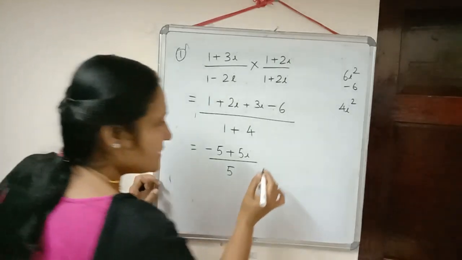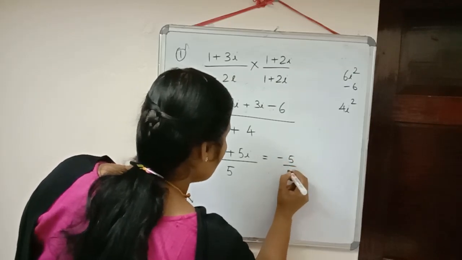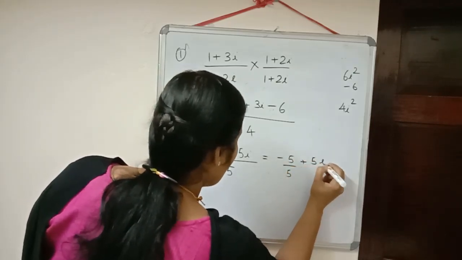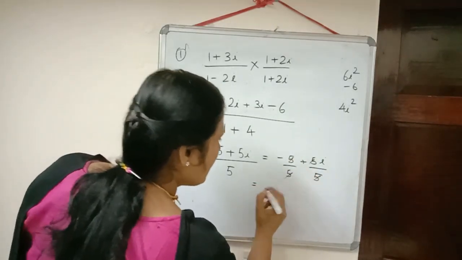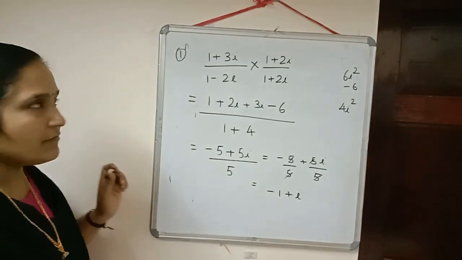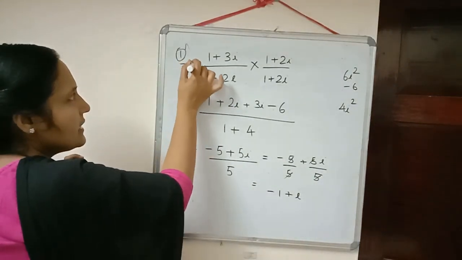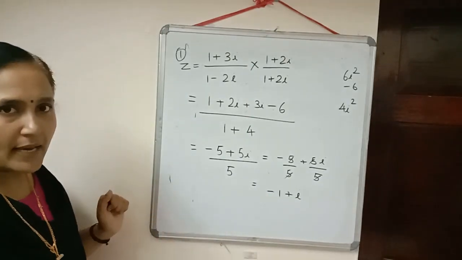Now we will write the real part and imaginary part separately. So it will be equal to minus 5 by 5 plus 5i by 5. So we can cancel it. Then it will come here minus 1 plus i. So after simplification, if you want, you can take it as z there. We got z is equal to minus 1 plus i.